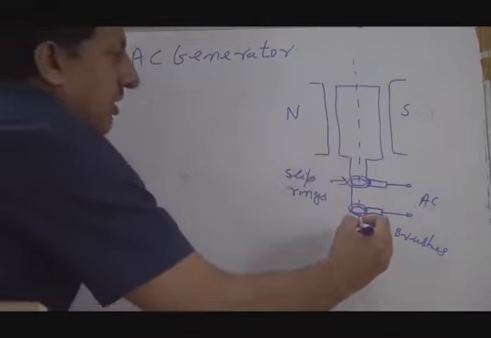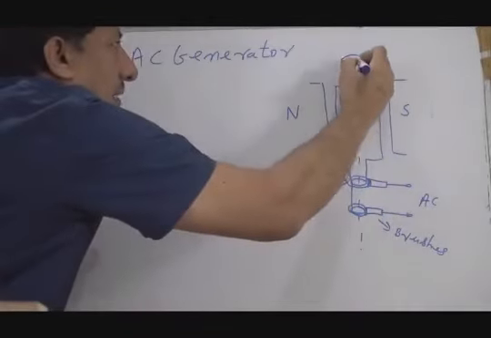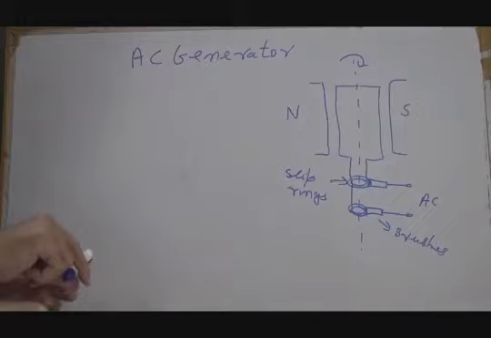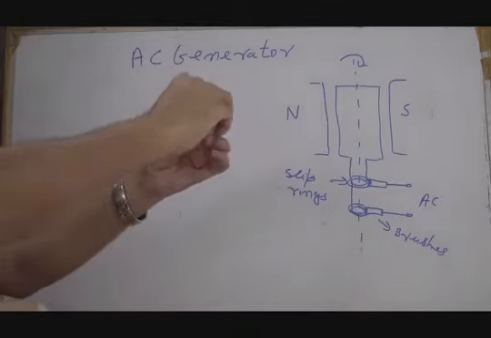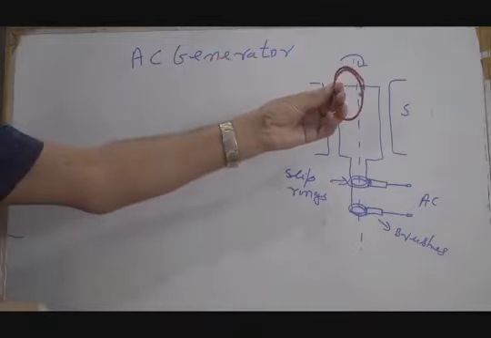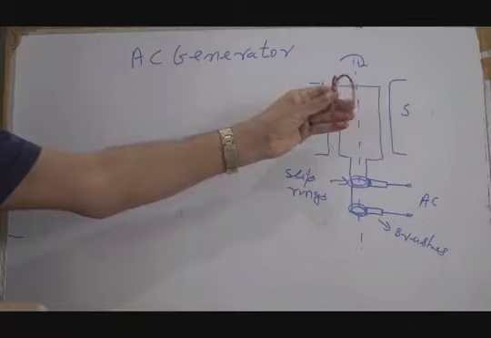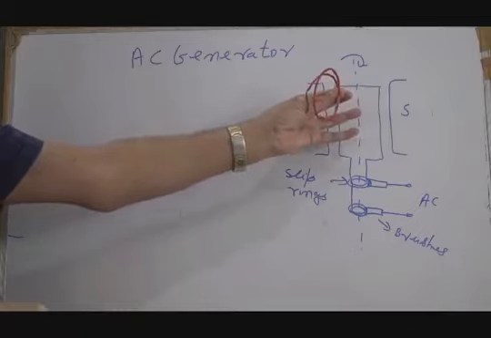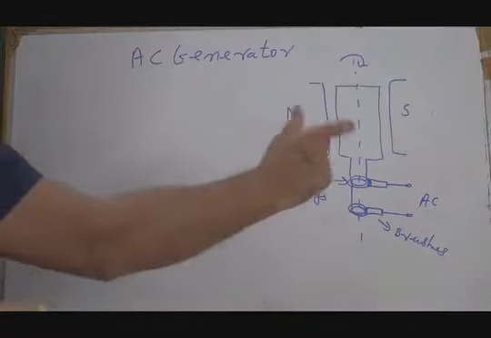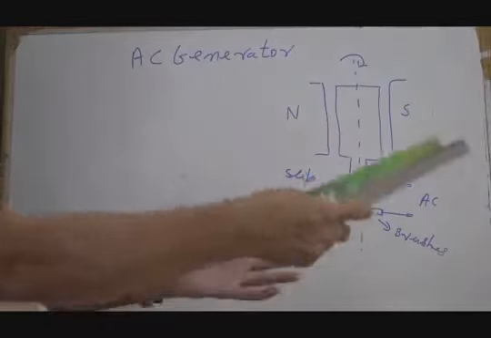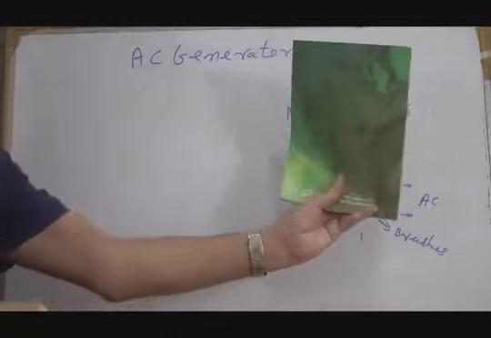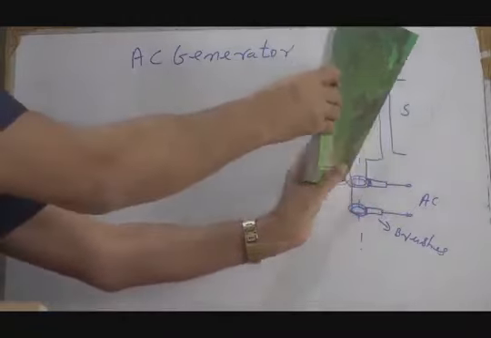Suppose this is the sense of rotation, it is rotating like this. So this is the coil. This axis is rotating like this. So this is the sense of rotation. This coil is rotating like this.